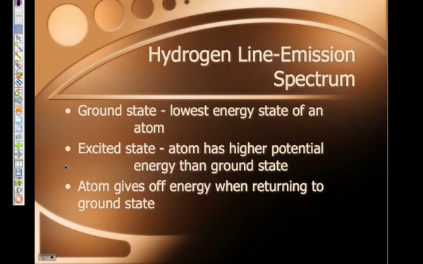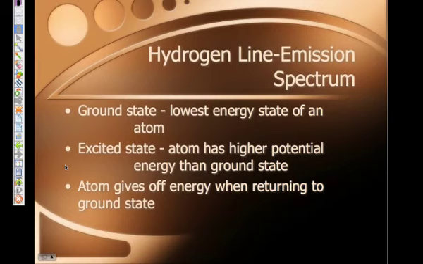So ground state is the lowest energy state of an atom. And if we think about it like potential energy, where the nucleus, the farther away from the nucleus you are, the more energy you would have. Ground state would be the closest that an electron can be to the nucleus then. Or excited state, where you have higher potential energy, you're going to be farther from the nucleus. And the atom will give off energy when returning to ground state. So electrons, or the atoms in general, will go up to an excited state, and then when they drop back down to ground state, they're going to release energy.